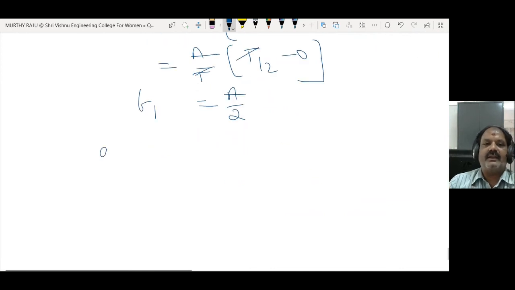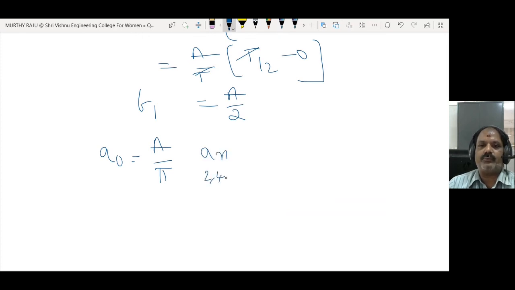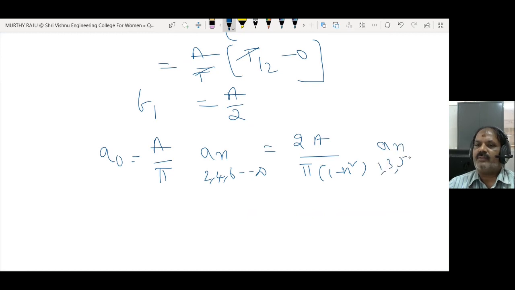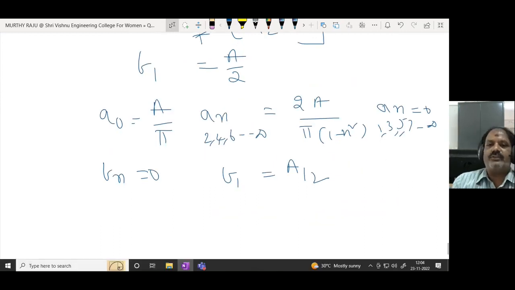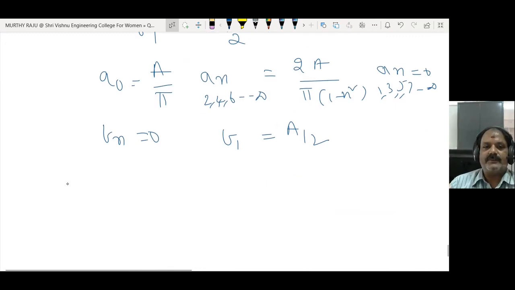We know that a naught value is already derived. A naught value is A by pi. An for even values 2, 4, 6 up to infinity, the an value is 2A by pi into 1 minus n square. For odd values 3, 5, 7 and so on to infinity, an value is 0. Bn value is 0, but b1 is equal to A by 2. These are the Fourier series coefficients. Substitute these coefficients in that expression.